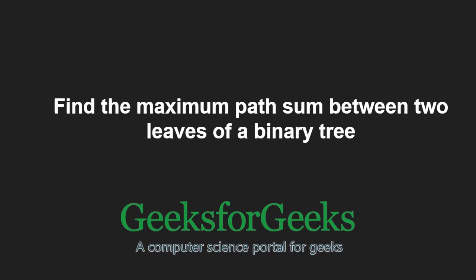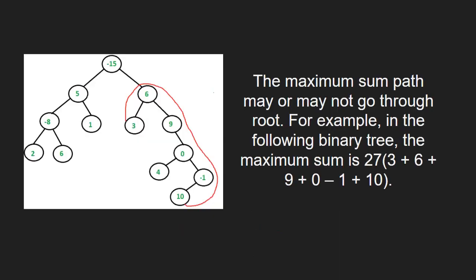In this video we are going to understand the program which helps us in finding the maximum path sum between two leaves of a binary tree. First, let us take an example. In this binary tree, the maximum path sum will be between nodes 3 and 10, which is 27.